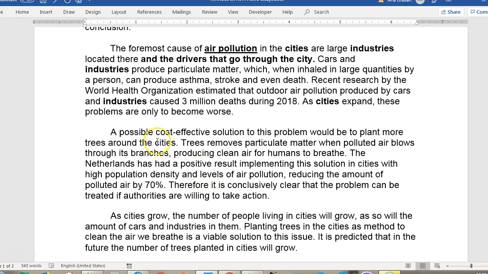Let's go on to the next paragraph. A possible cost-effective solution to this problem would be to plant more trees around the cities.